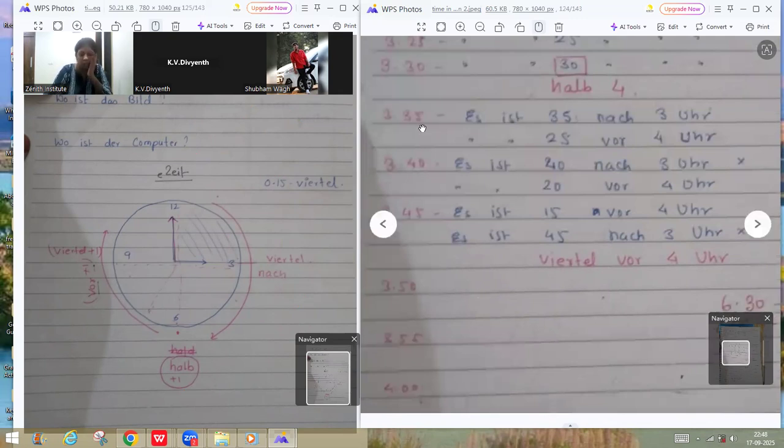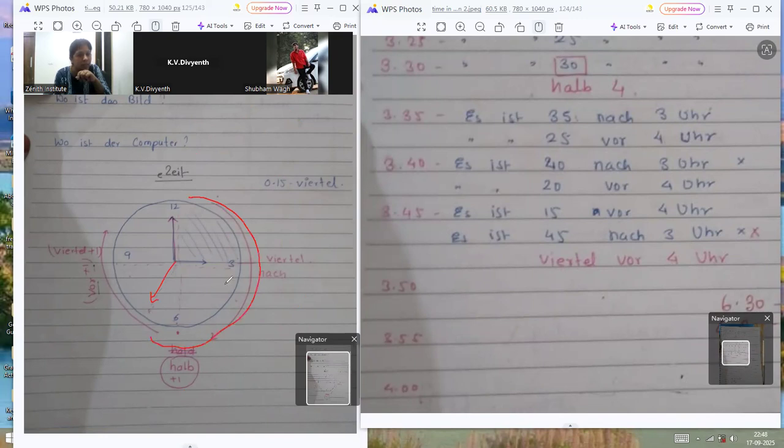If it is 3:35, your minute hand is somewhere at 7, right? So there are two ways to tell this time. You can think of your minute hand going this way and continue the pattern by saying "Es ist fünfunddreißig nach drei", or you can take the gap of this. Normally they follow this one: "Es ist fünfundzwanzig vor vier", meaning 25 minutes before 4.